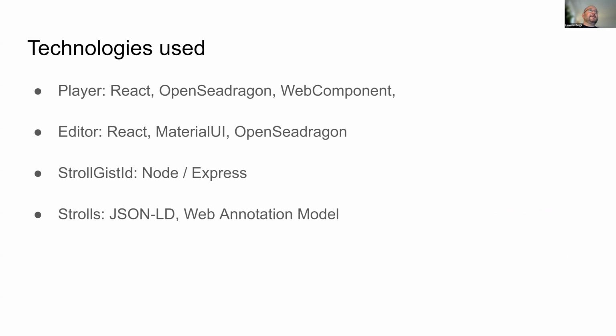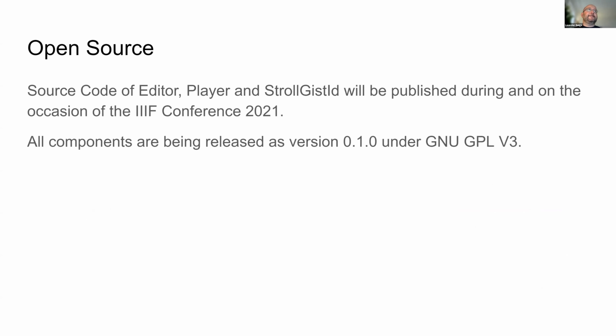We developed StrollView using common technologies like React, OpenSeadragon. We implemented it as a web component and similar technologies used. The source code of the editor, player and the StrollGistID service will be published, is on this slide, and actually it is published now. We can provide the links to the repositories later. They are on GitHub and are easy to find, but we will put links on our website.